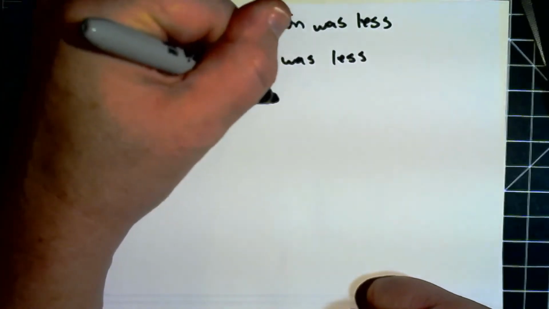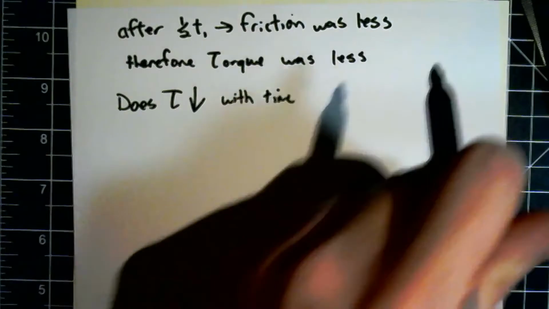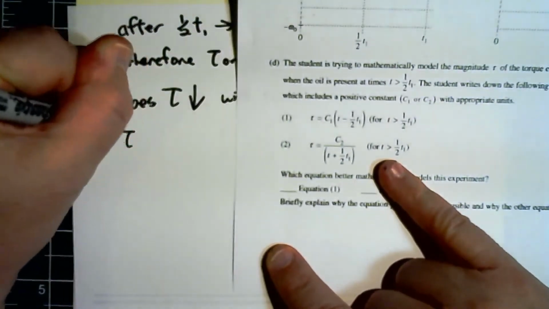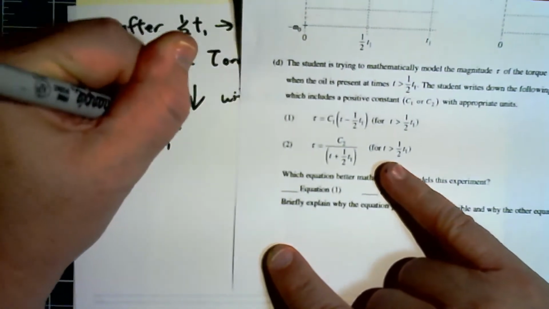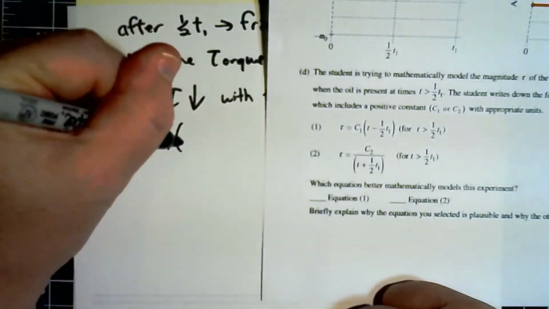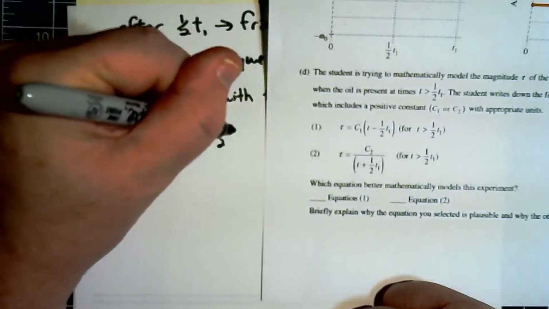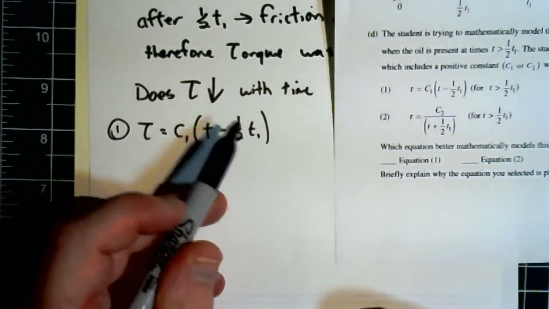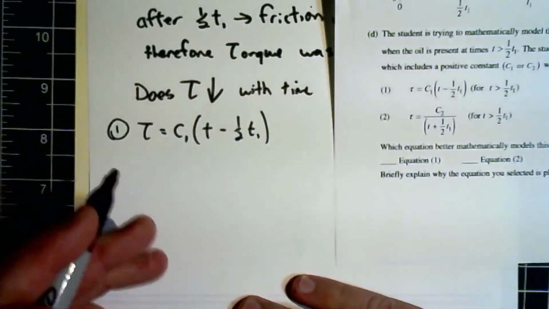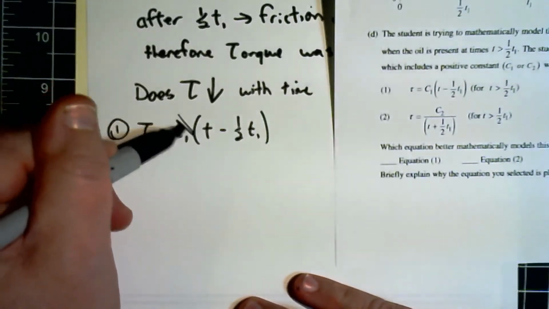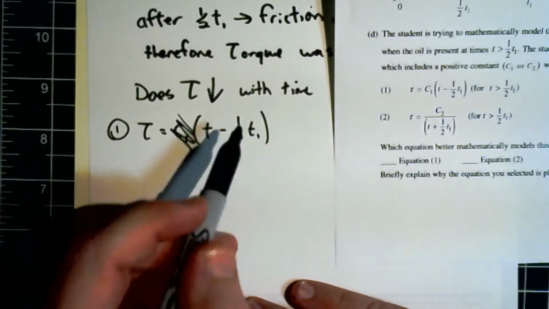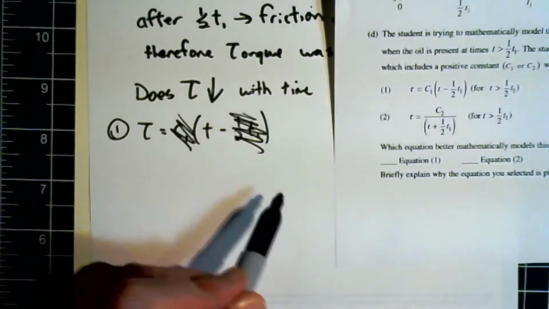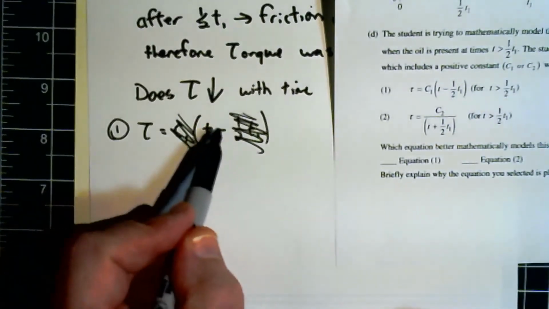Okay. So our first equation, equation number 1, says that the torque is equal to some C1, that's a constant, it's just a number, times T minus 1/2 T1. All right, so here's what we need to do, we need to get rid of all the mess that doesn't really pertain to us. A constant, who cares? That doesn't pertain to anything. 1/2 of T1, well, T1 is a known value, so this is also a constant. And so the negative sign doesn't really pertain to anything.